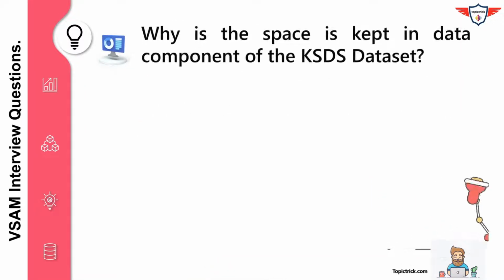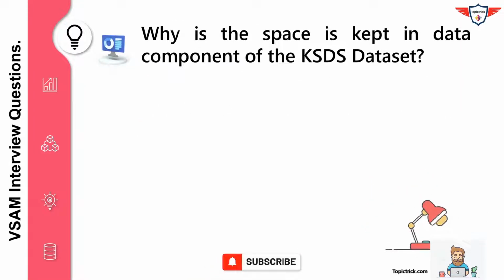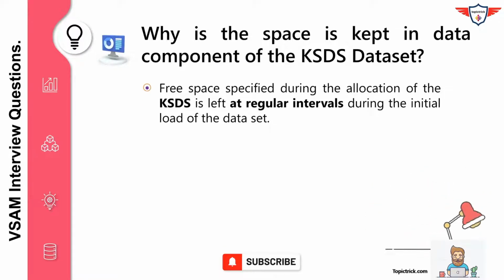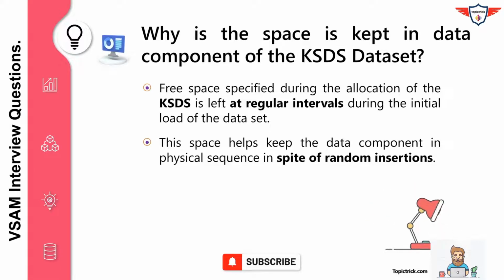Why is space kept in the data component of the KSDS dataset? Free space specified during the allocation of the KSDS is left at regular intervals during the initial load of the dataset. This space helps keep the data component in physical sequence in spite of random insertions.